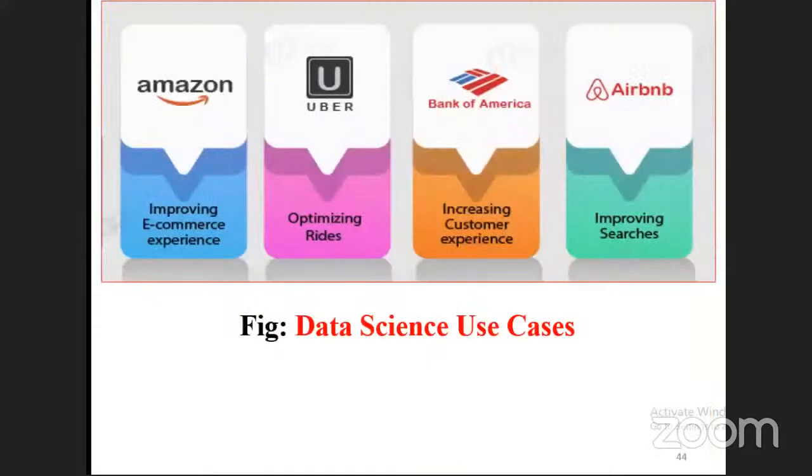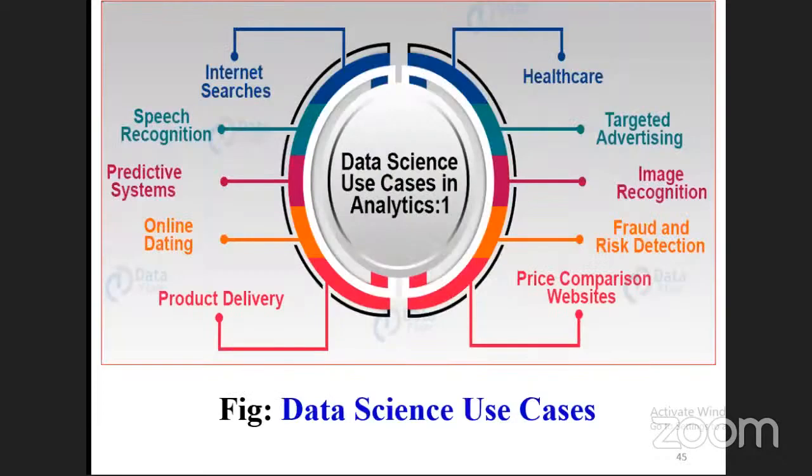So data science use cases. Amazon is the big giant in the market, improving the e-commerce experience. They are using machine learning and deep learning algorithms. Optimizing rides at Uber, Bank of America increasing customer experience, and Airbnb improving searches. They are using machine learning and deep learning techniques. I have already explained the major use cases in the real-time environment: healthcare, targeted advertisement, image recognition, fraud and risk detection, price comparison websites, internet searches, speech recognition, predictive systems, online dating, product delivery. Various use cases are available right now to solve real-time applications.